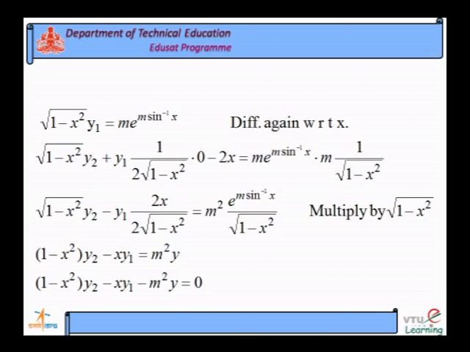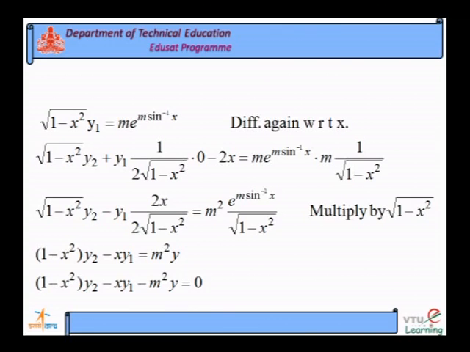See the last part of the second line. In the third line, what happens? Root of 1 minus x square y2 will become as it is, 0 minus 2x is what? Minus 2x, there minus of plus, that will become minus y1 into 2x by root of 1 minus x square. At the right hand side, m into m is m square e to the power of m sin inverse x divided by root of 1 minus x square.